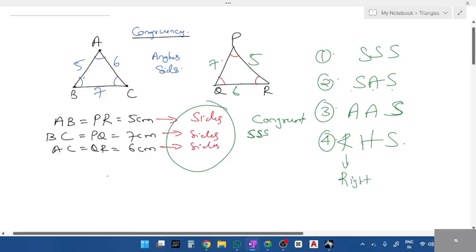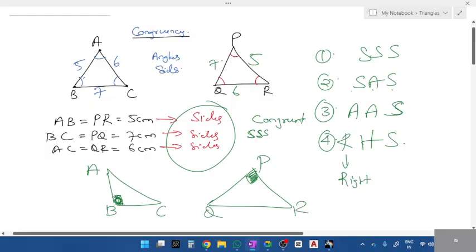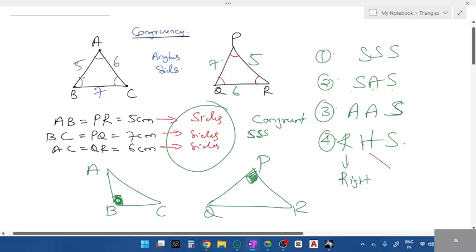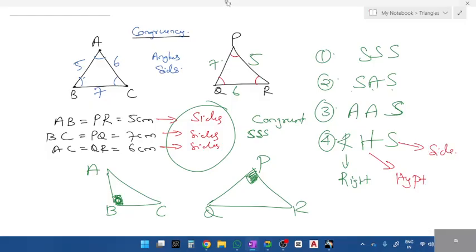So the triangle should be which type of triangle? The triangle should be a right angle triangle. Right angle. Yes, RHS, R meaning is right angle. H stands for what? Hypotenuse. S stands for side.